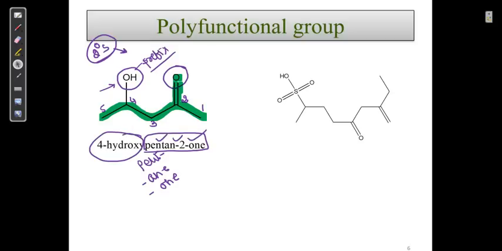Come here. This is one of the important things. This functional group is given priority because it is the senior-most compared to this one. So how to give the numbers? 1, 2, 3, 4, 5, 6, 7. Now the confusion.